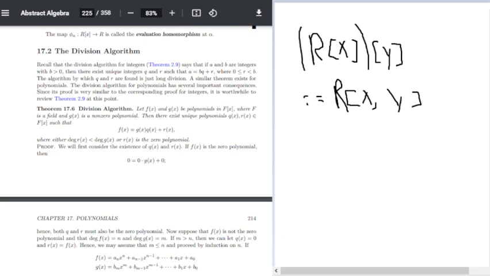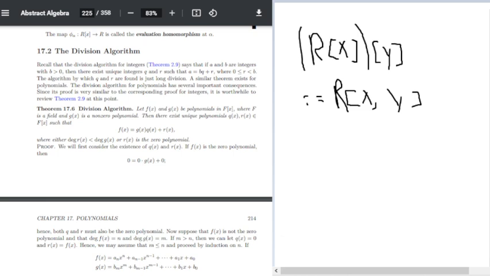Theorem 17.6, division algorithm. Let f of x and g of x be polynomials in F[x], where F is a field, note here, I'm going to just emphasize it over and over again, and g of x is a non-zero polynomial. Then there exist unique polynomials q of x, r of x in F[x], such that f of x is equal to g of x q of x plus r of x, where either degree of r of x is less than degree of g of x, or r of x is the zero polynomial.